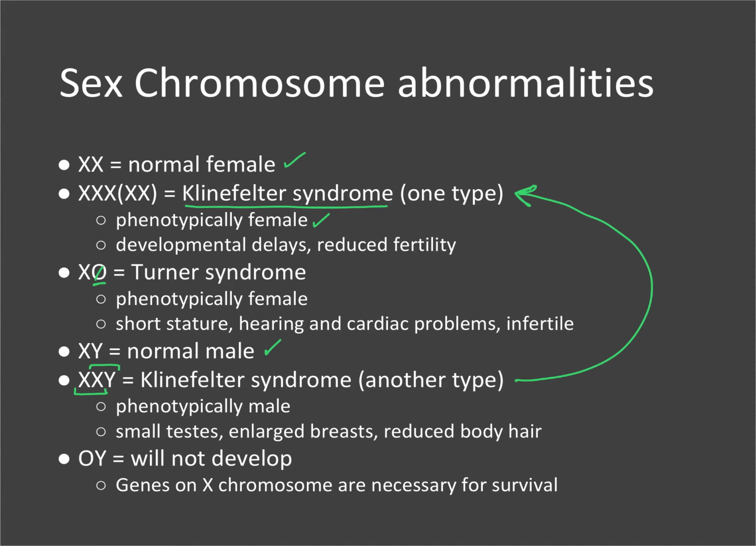And in the situation where a zygote would end up with just a Y chromosome, so once again we can say 0Y, remember that this is not compatible with development because the genes on the X chromosome are necessary for survival. So if there's no X chromosome, then that individual can't develop. And so that's a zygote that would just not develop to begin with.